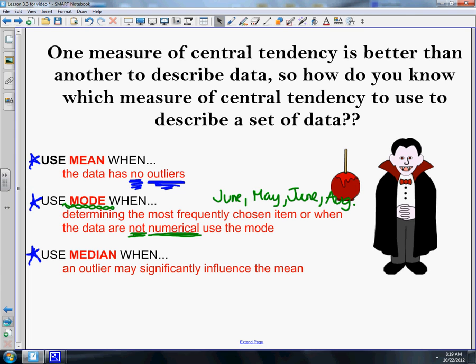And then you're going to want to use the median when an outlier may significantly influence the mean. So it's kind of like the number 31 in that set of data before. You have all these numbers, and then you have 31. When you put it on the outside of the list and then you take the median, it doesn't really affect your outcome number. So you're going to want to use the median when there's an outlier.